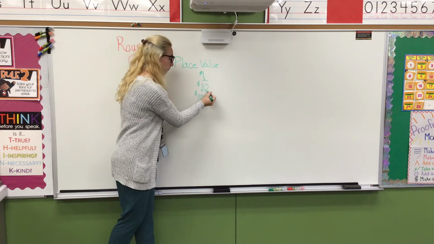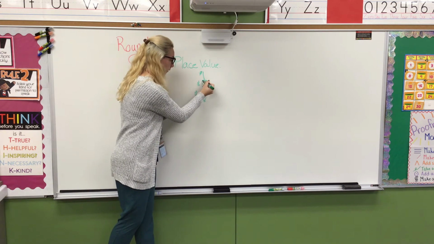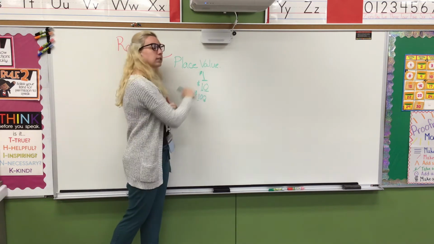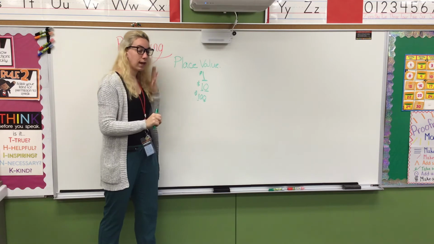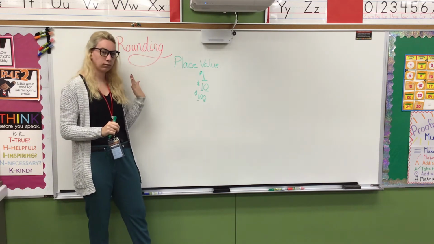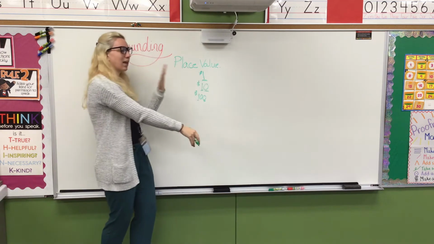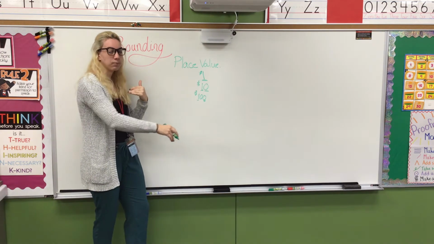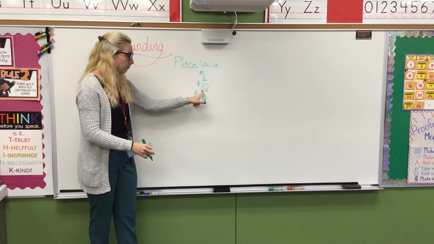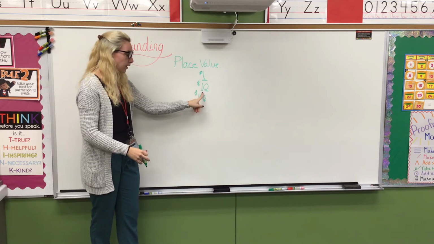Ones is always right here. It's the smallest one. Oh, I'm saying that wrong. I'm sorry. Ones is all the way to the right. Tens to the left. All right? Tens is the second place value in. It's not as big as hundreds. It's the second one in.